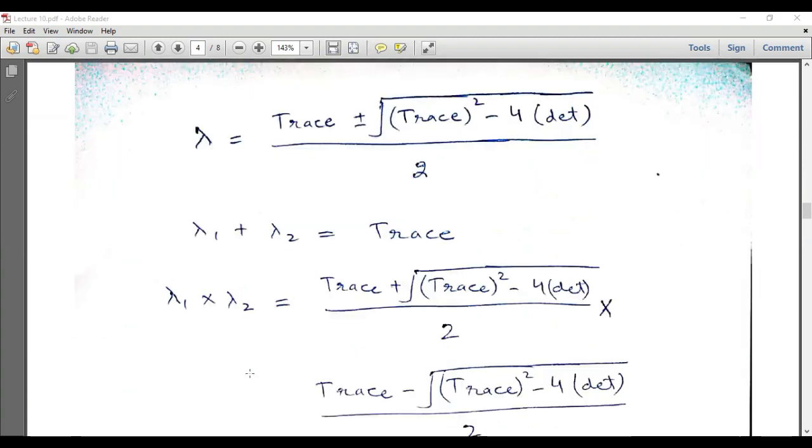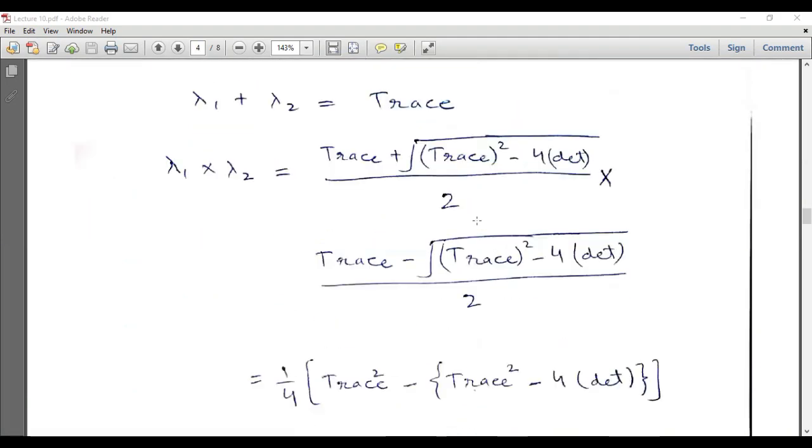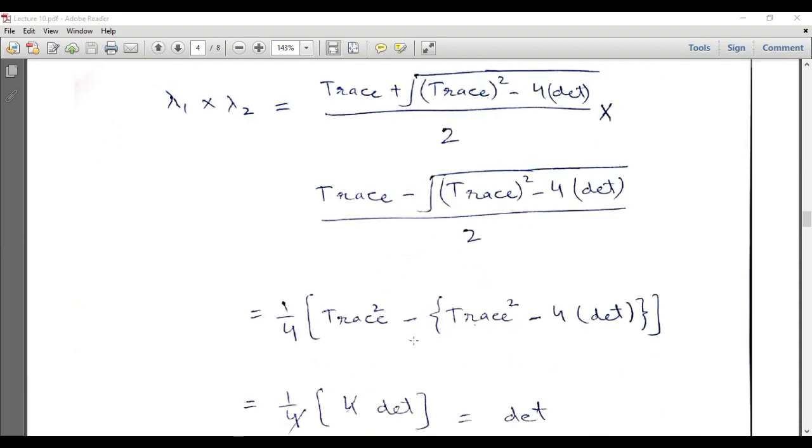Similarly, lambda 1 multiplied by lambda 2, the product of the two eigenvalues, will be equal to this eigenvalue multiplied by this eigenvalue. After multiplying these two eigenvalues, we will get 1 by 4 into trace square minus the square roots will be cancelled out. So we will have trace square minus (trace square minus 4 times determinant). So trace square minus trace square will cancel out, and we will have 1 by 4, and this minus minus will be equal to plus 4 times determinant. And at the end, we will have the product of two eigenvalues equal to the determinant.